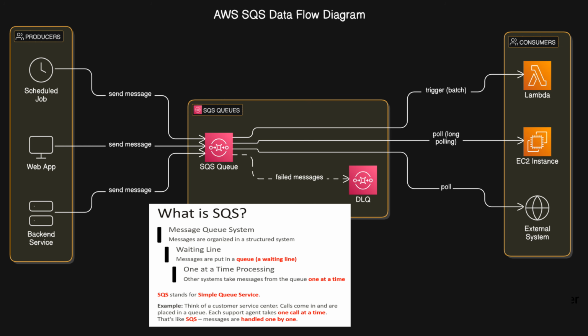For example, think of a customer service center. Calls come in and calls are placed in the queue. Each support agent takes one call at a time. That is like SQS. Messages are handled one by one.